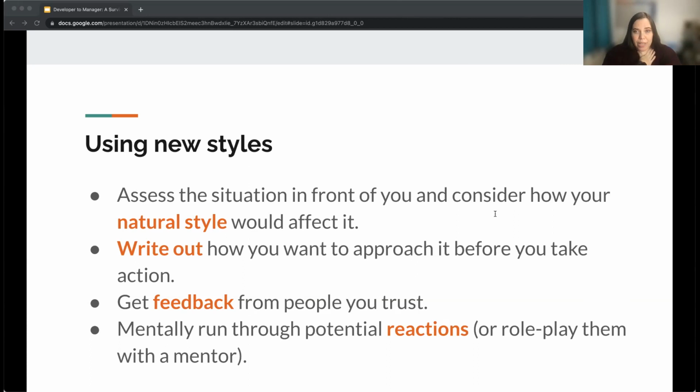So I personally have used this, especially when I was learning how to give better constructive feedback, by writing out scripts for the conversations I was going to have and what I thought would be hard about them. And then at times for really big ones, even role playing with a mentor. And this makes it a little bit more of a thoughtful experience.